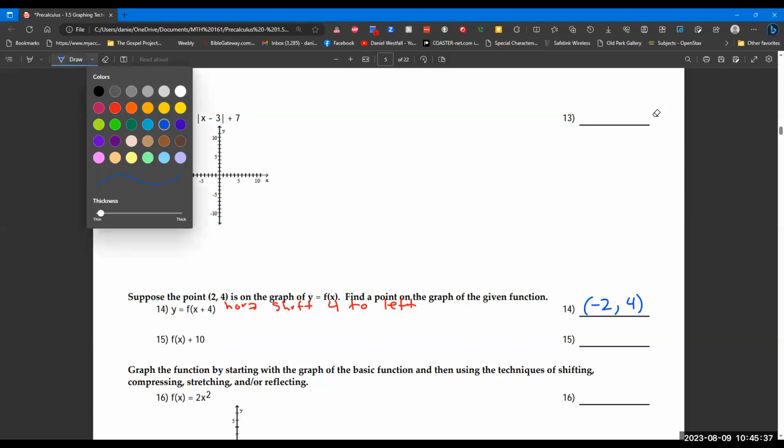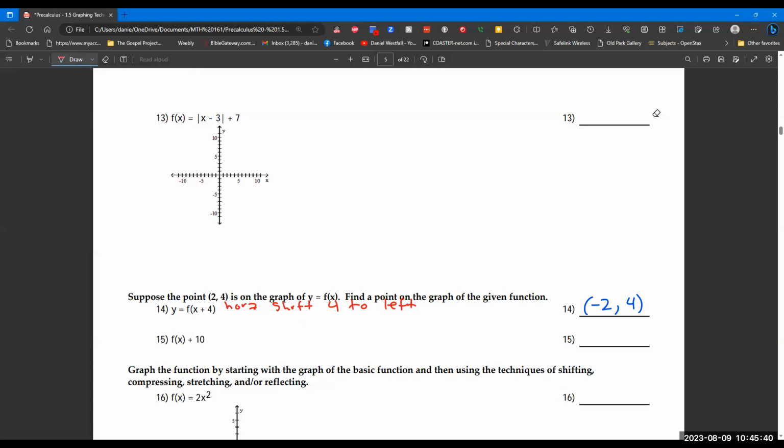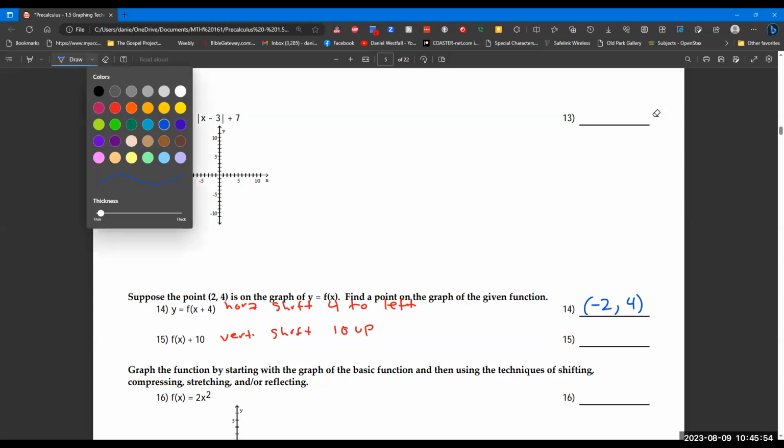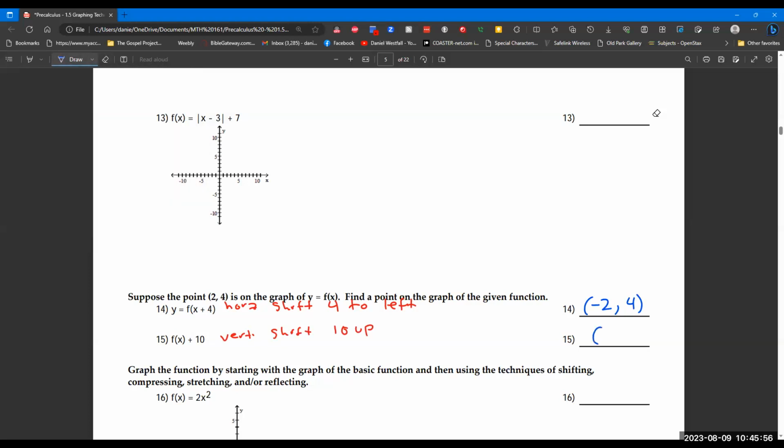If I have f of x plus 10, this is a vertical shift of 10 up. So that means that the x value is going to stay the same. So the x value was 2. I'm going to add 10 to the y value. You may have seen those answers written there already because I did those problems earlier.